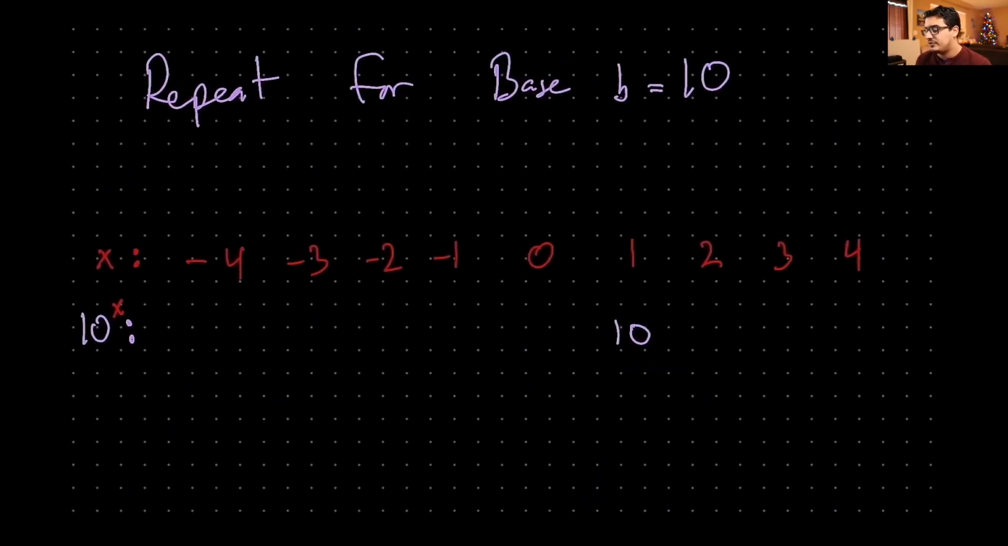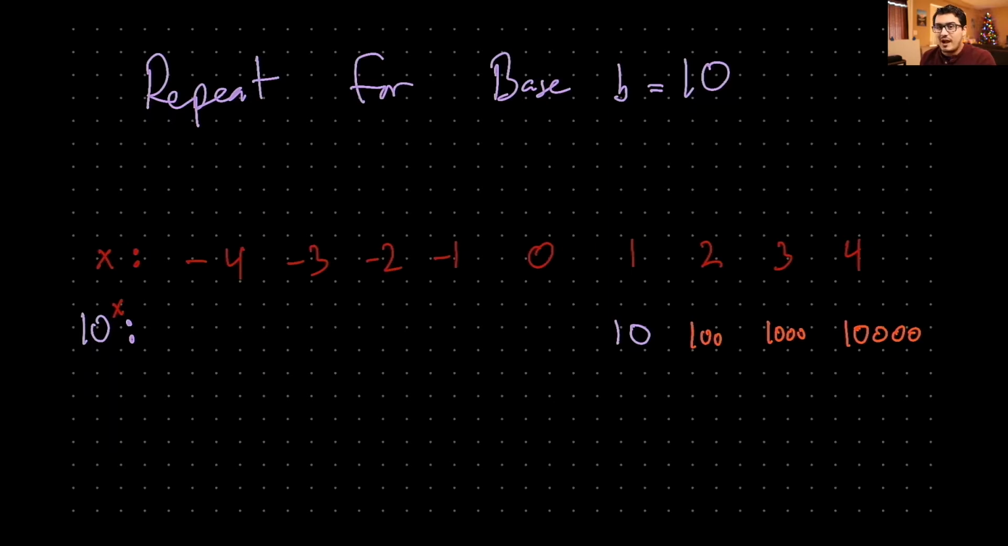Okay, so let's go ahead and do our sequencing for a base of 10. So 10 is the base. If you go up, you're adding exponents. You multiply. So 10 times 10 is 100. Then 10 times 100 is 1,000. And then 10 times 1,000 is 10,000.